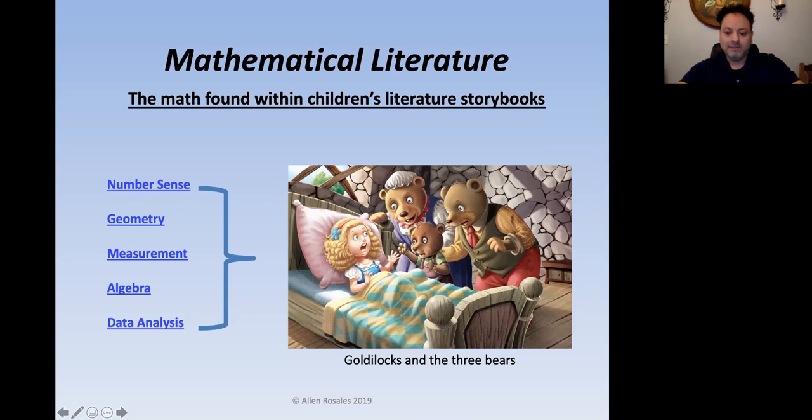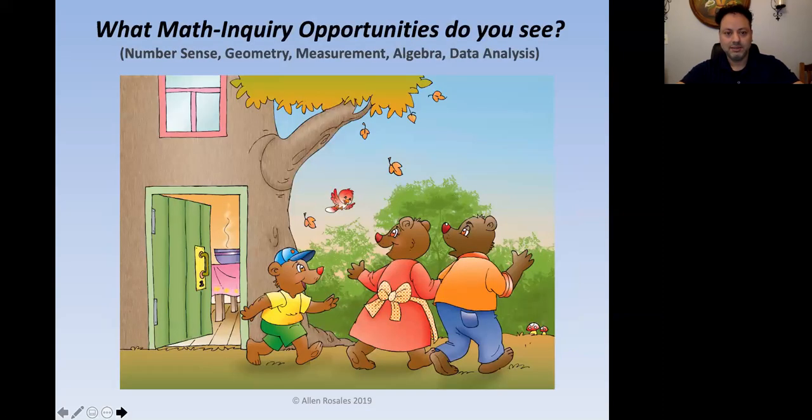But if we want to incorporate mathematics within this literature, then we have to look at the 5 strands first: number sense, geometry, measurement, algebra, and data analysis. We can ask our questions based off of any of these 5 math strands, based off of the pictures, the illustrations in the book. So let's practice together. So here you have the 3 bears. You see the porch is super hot, so they're walking out to give the porch some time to cool off. So in this scenario, what math inquiry opportunities do you see?